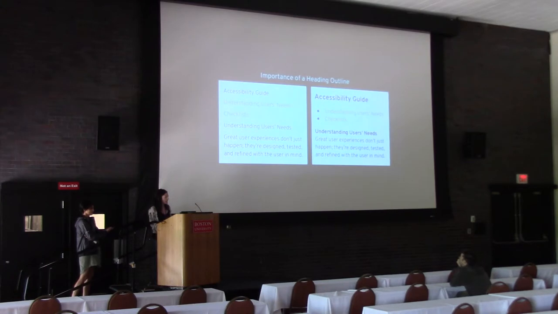So providing the heading outline in a way that's semantic and properly identifies the heading levels, and also using things like lists to properly define list items, makes it much easier for screen reader users to understand where to go to find the contents that they're looking for.